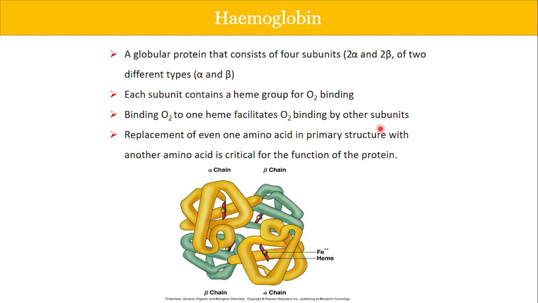The replacement of even one amino acid in the primary structure with another amino acid can be critical for the function of the protein. We have seen that previously with sickle cell anemia, where glutamic acid is mutated to valine, and we see a diseased condition.